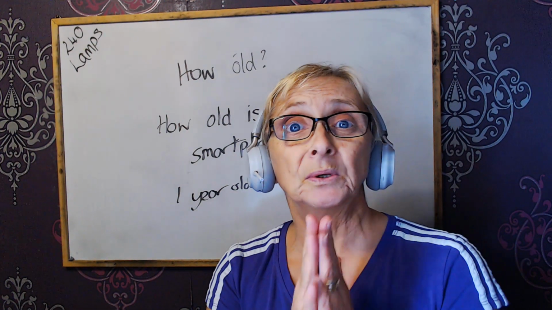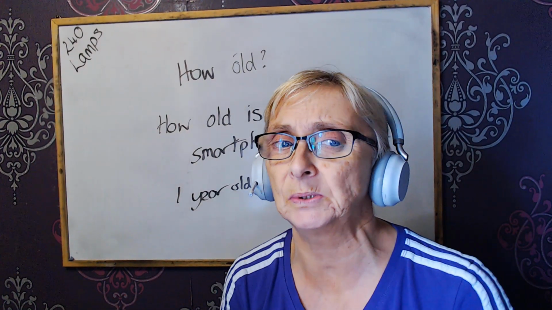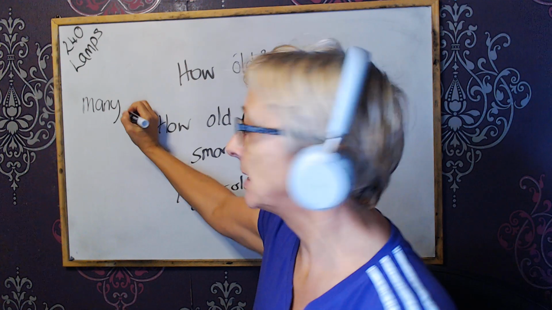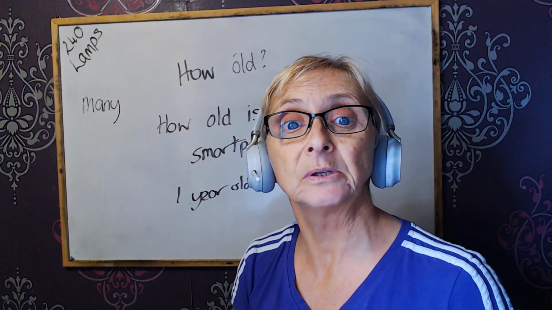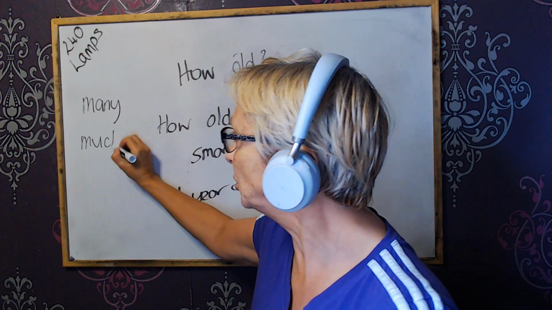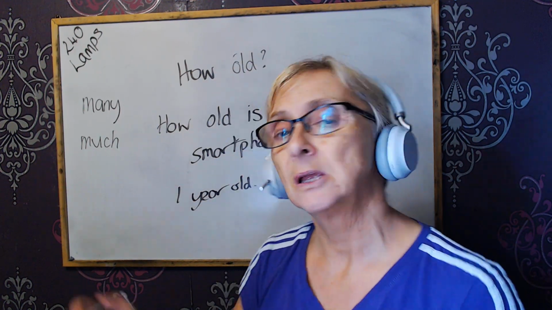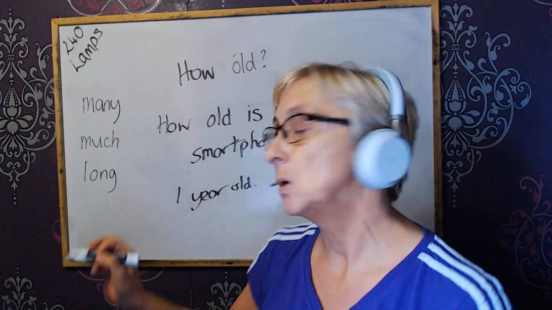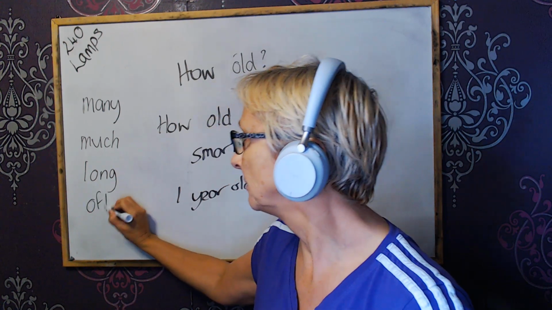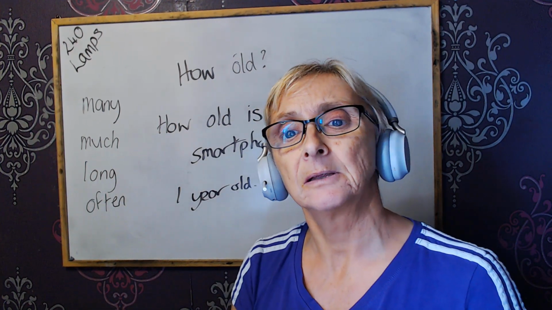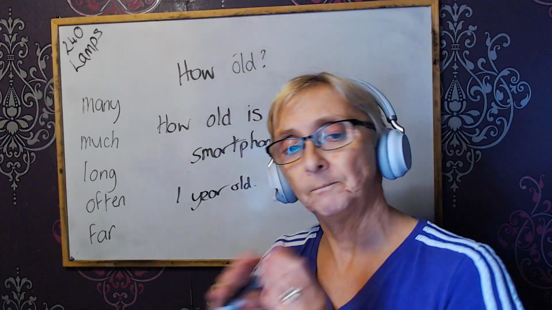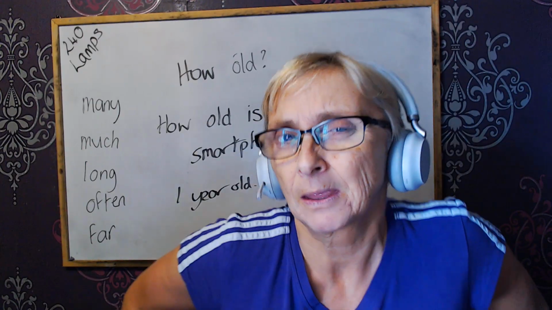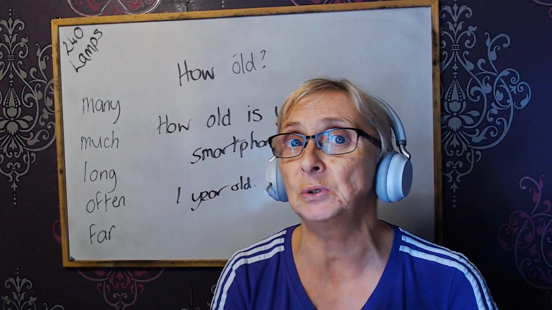So today we've been looking at many questions using how. We've looked at how many for countable nouns as a quantity. We've looked at how much, uncountable quantities. We've looked at how long as a duration or length. We've looked at how often or how many times. And we've also looked at how far, the distance away. And the one we've just looked at is how old, meaning age. I hope I've helped you understand all those questions using that word how.